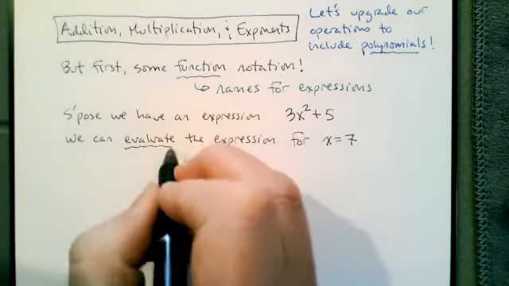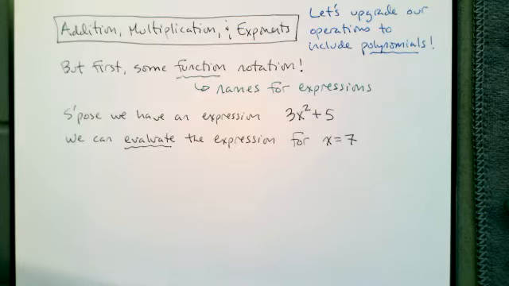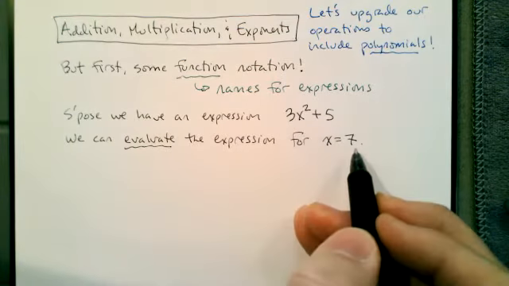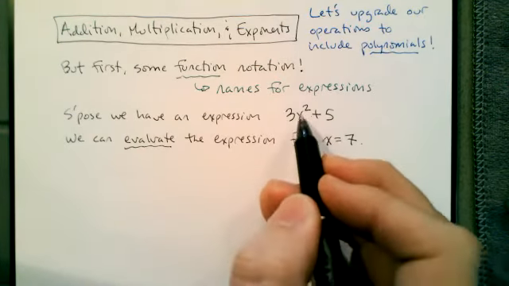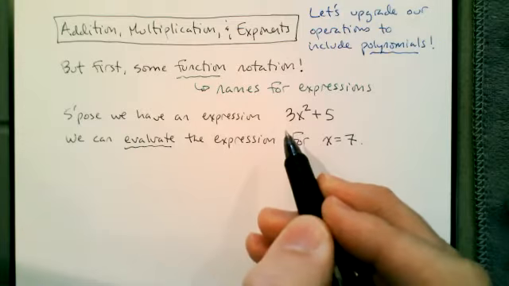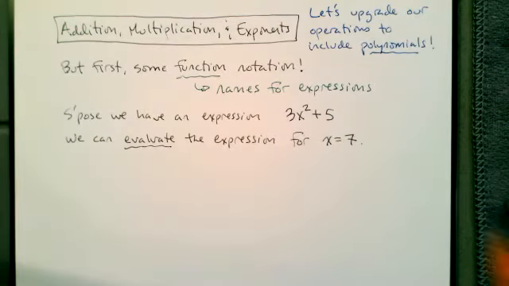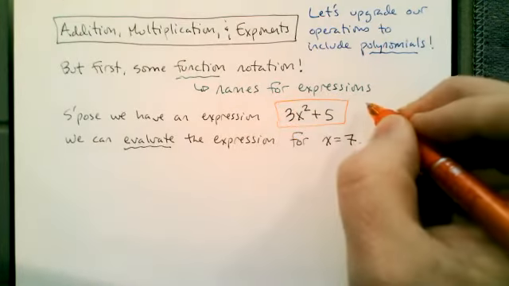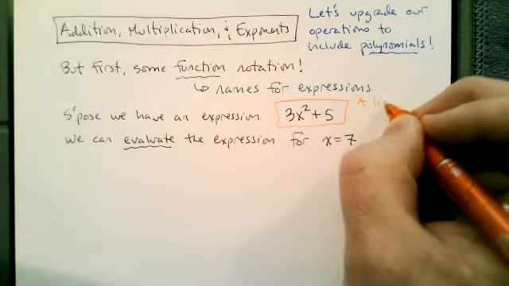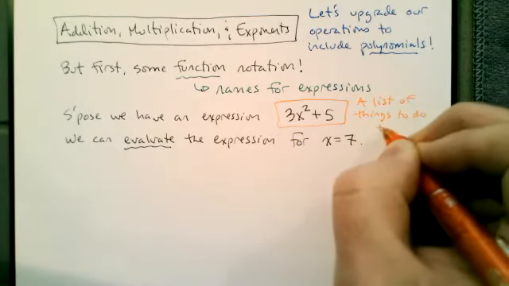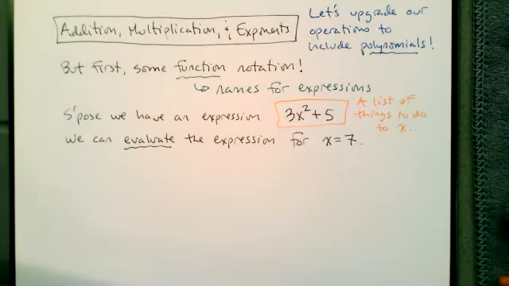So we can do what's called evaluate the expression for some number x. So x equals 7. What that means is that we replace the x with the 7. Now we're going to make the x equal to a 7. The expression itself is just a set of instructions for what to do to the x. It's a list of things to do to x and a particular order in which to do them.